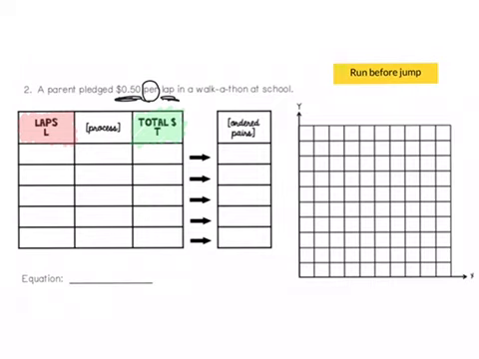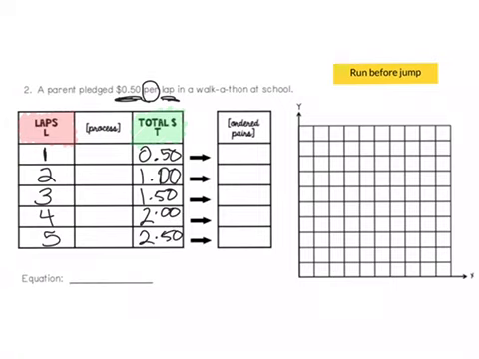So per lap, so for every 1 lap, we raise 50 cents. So therefore, if we take 2 laps, then we raise $1. If we do 3 laps, it's $1.50, and so on. 4 is $2, and 5 is $2.50.